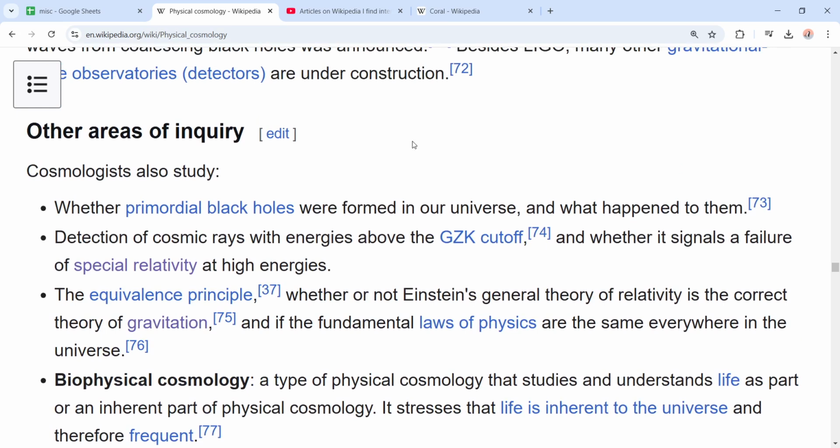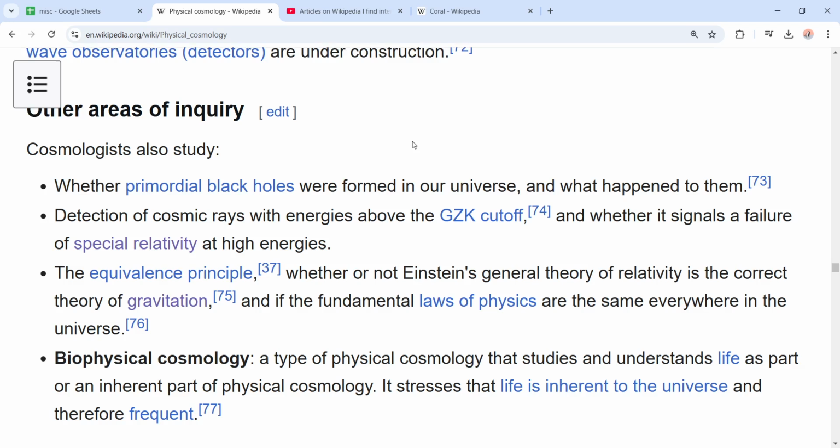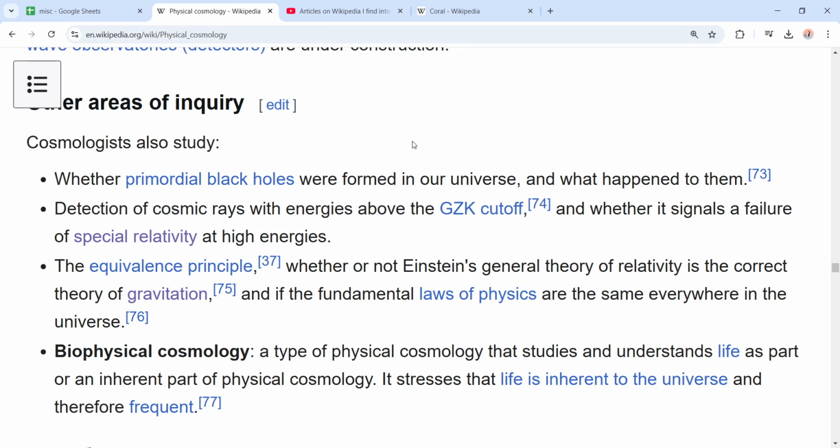Other areas of inquiry. Cosmologists also study whether primordial black holes were formed in our universe and what happened to them; detection of cosmic rays with energies above the GZK cutoff and whether it signals a failure of special relativity at high energies; the equivalence principle, whether or not Einstein's general theory of relativity is the correct theory of gravitation, and if the fundamental laws of physics are the same everywhere in the universe.